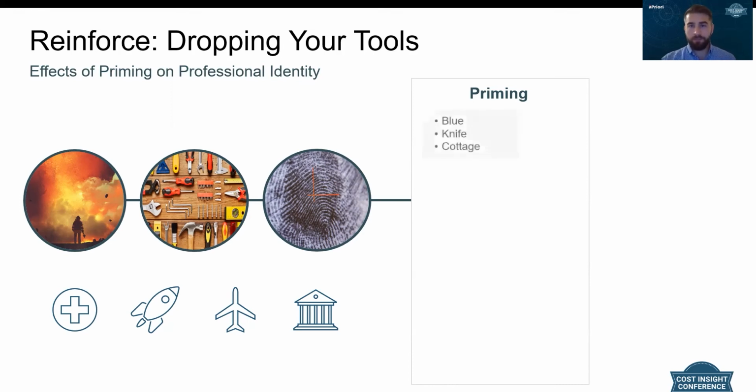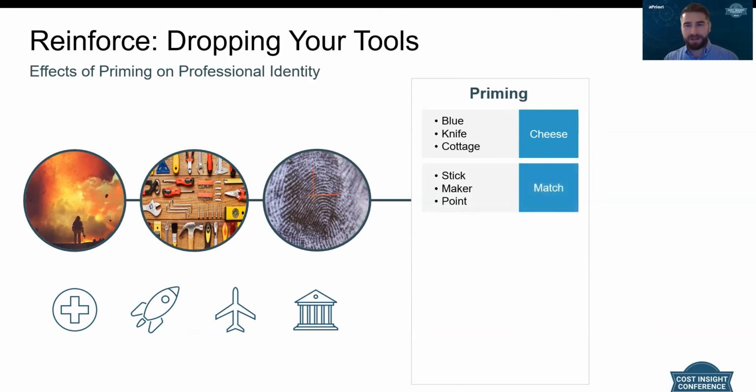I'll give a quick example. Blue, knife, and cottage. What's the common word? Cheese, right? Blue cheese, cheese knife, cottage cheese. Okay, I'll try again. Stick, maker, point. Match, somebody might have got it, right? Matchstick, matchmaker, match point.